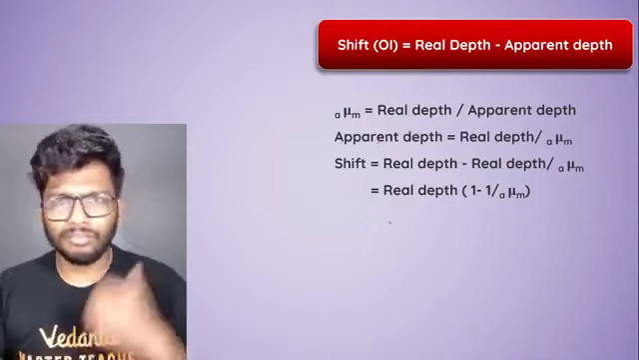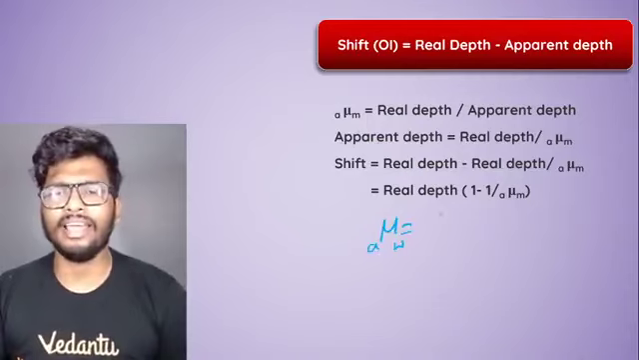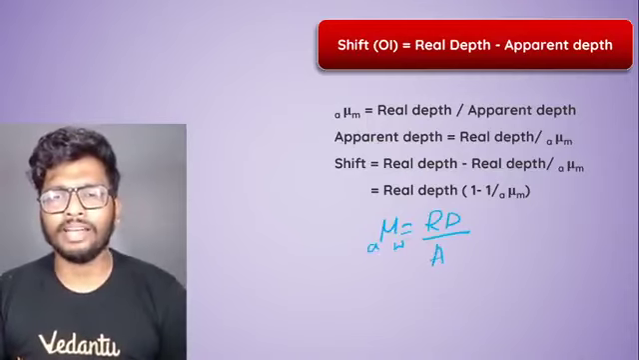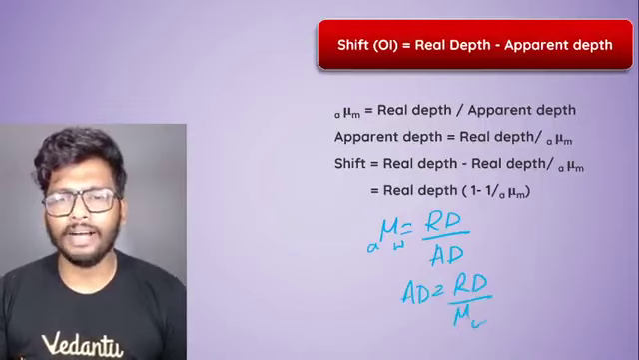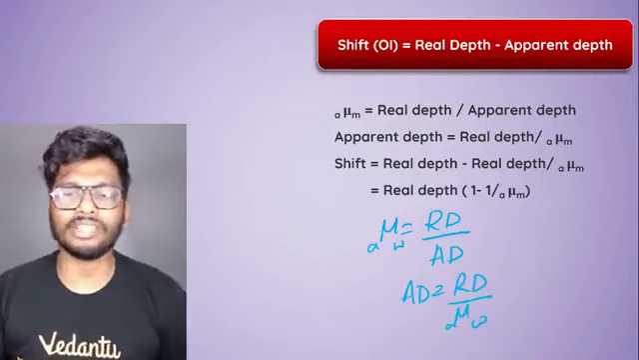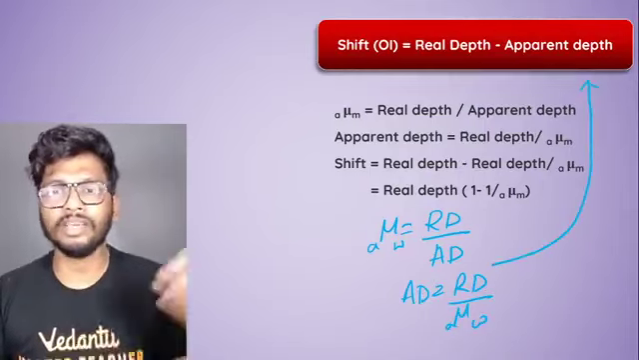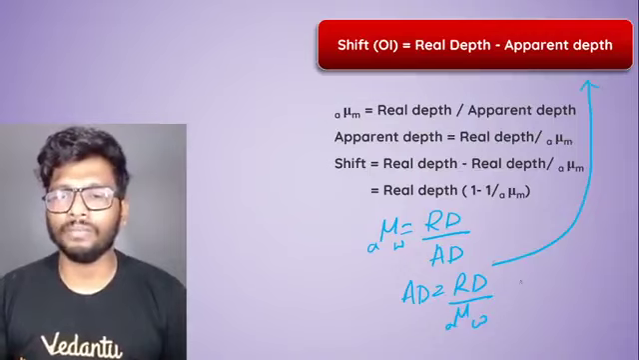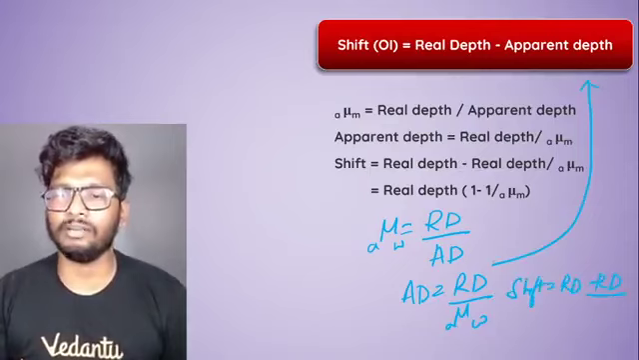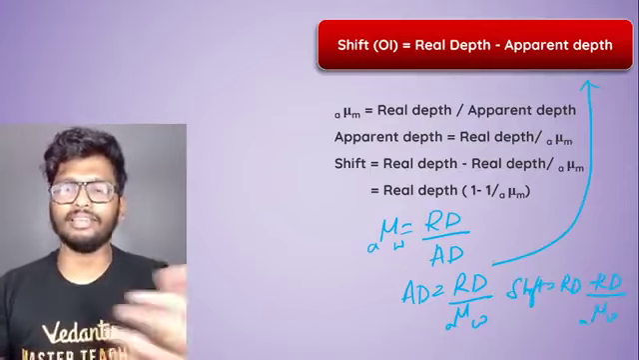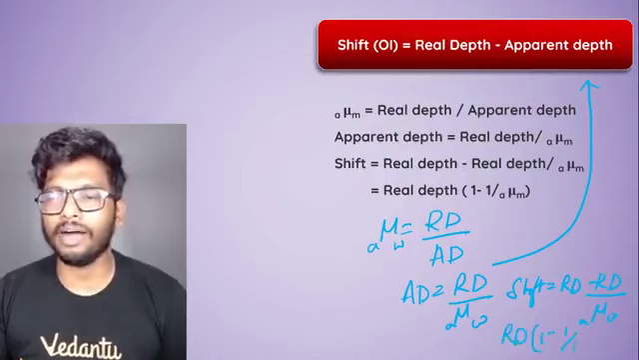We have already seen that mu, the refractive index of water with respect to air, is equal to real depth by apparent depth. Now what is apparent depth? Apparent depth is equal to real depth divided by mu. Now I can substitute this value in place of the apparent depth. So shift is equal to real depth minus real depth divided by mu. I can take real depth common, so I'll get 1 minus 1 by mu.